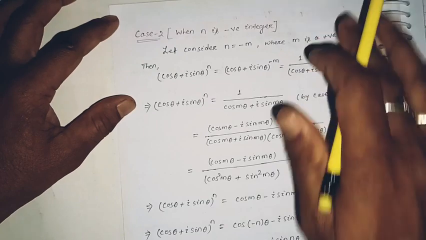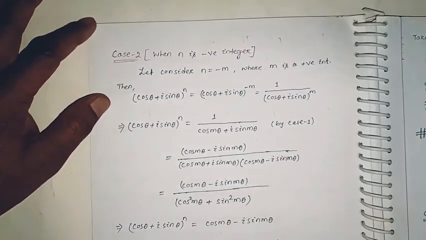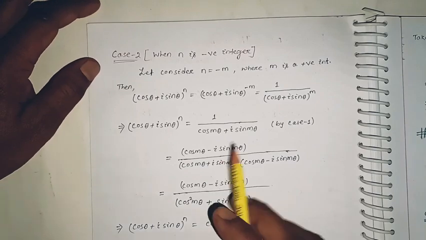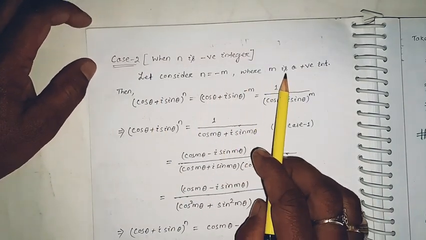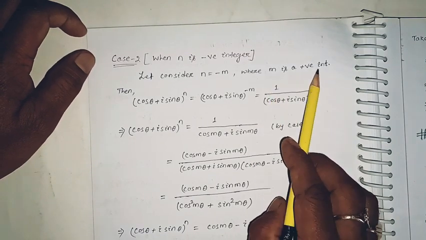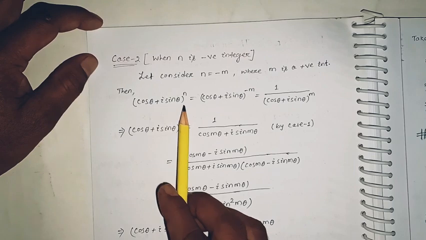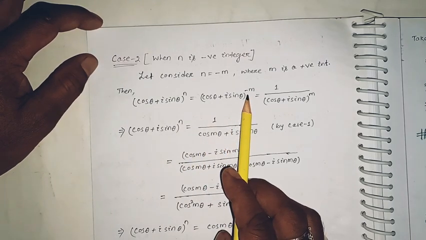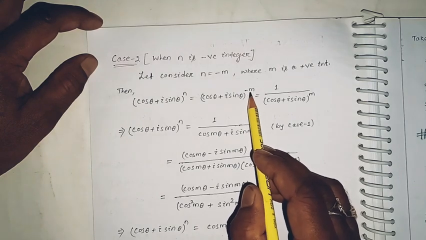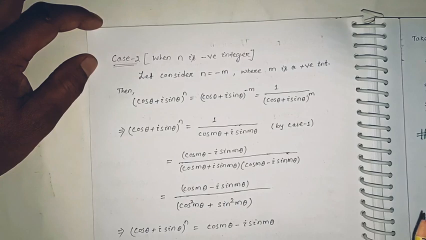Now we are going to consider case 2 when n is a negative integer. So let us consider n equal to minus m, where m is a positive integer. Then (cos theta plus i sin theta) to the power n will be (cos theta plus i sin theta) to the power minus m. Here, to the power minus m can be written as 1 by (cos theta plus i sin theta) to the power m.